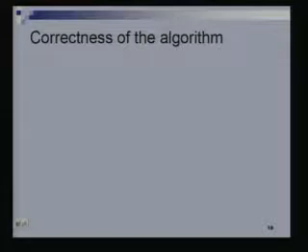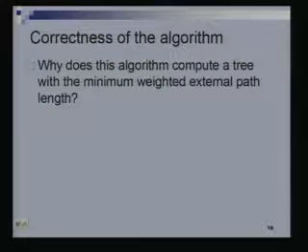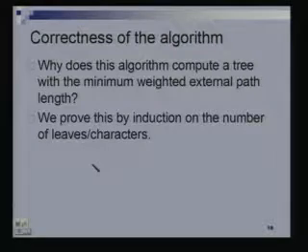Okay? So, we now need to argue correctness. Why is this computing the minimum? Who said it's computing the minimum? So, why does this algorithm compute a tree with the minimum weighted external path length? Right? There is no reason to believe, it is too simple to do anything useful. Right? So, let us see what the argument for this will be.